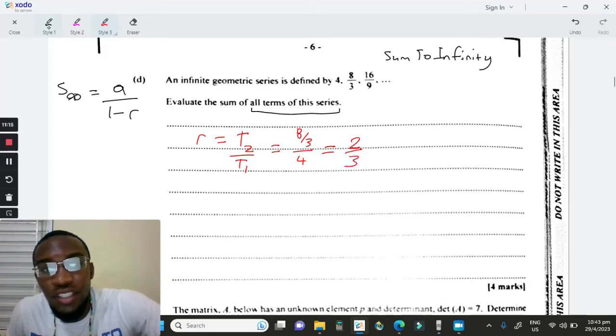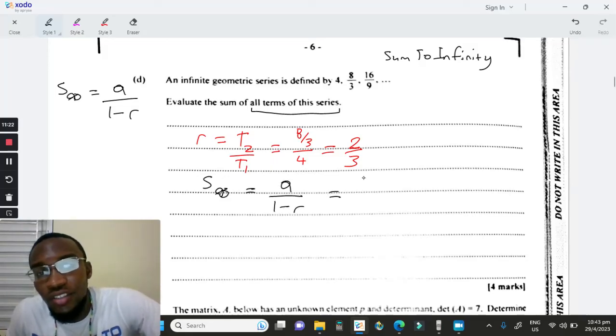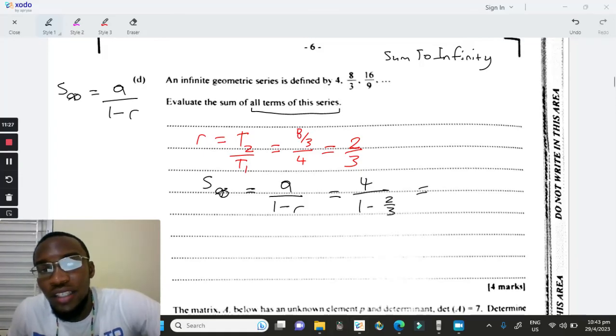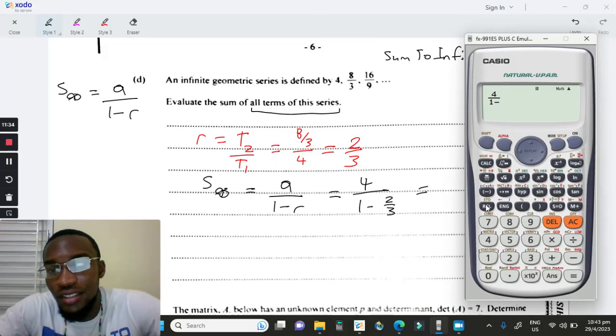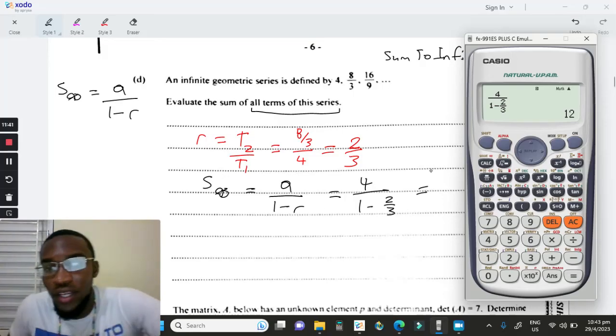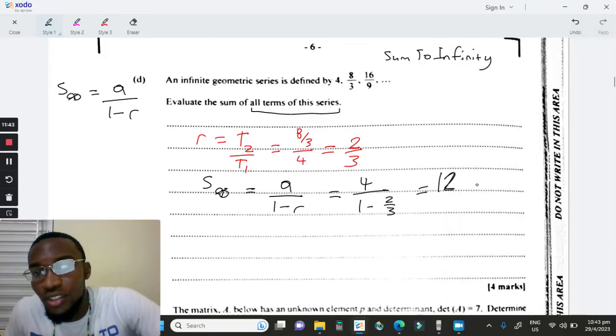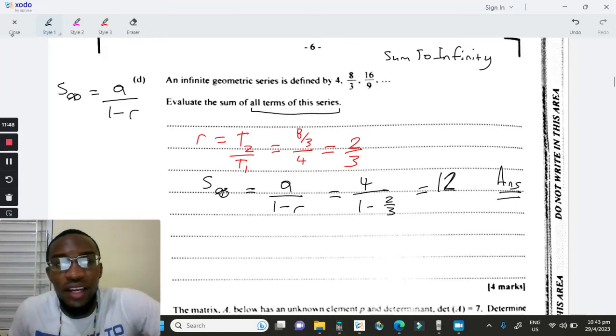Once you get the common ratio, now we use sum to infinity equals a over 1 minus r. The first term is 4 over 1 minus 2 over 3. Plug that in the calculator. Alright, so fraction button, 4 over 1 minus 2 over 3. And that gives us 12. So the sum to infinity is 12. That's your answer. Easy and straightforward. Really nice.